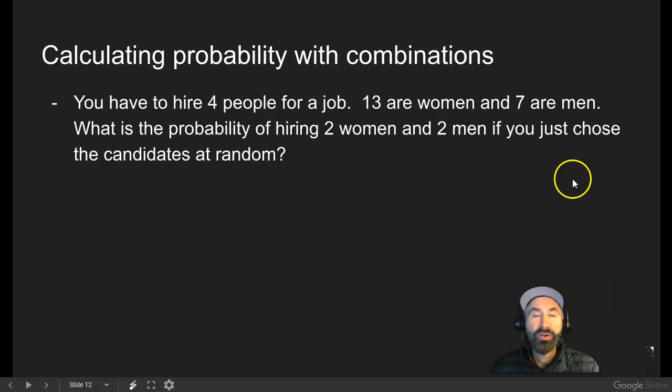Again, there's a little typo there. I meant to say CHOOSE. So anyways, what is the probability of hiring 2 women and 2 men if you just choose the candidates at random? Okay, maybe chose works there. Might be a past tense.